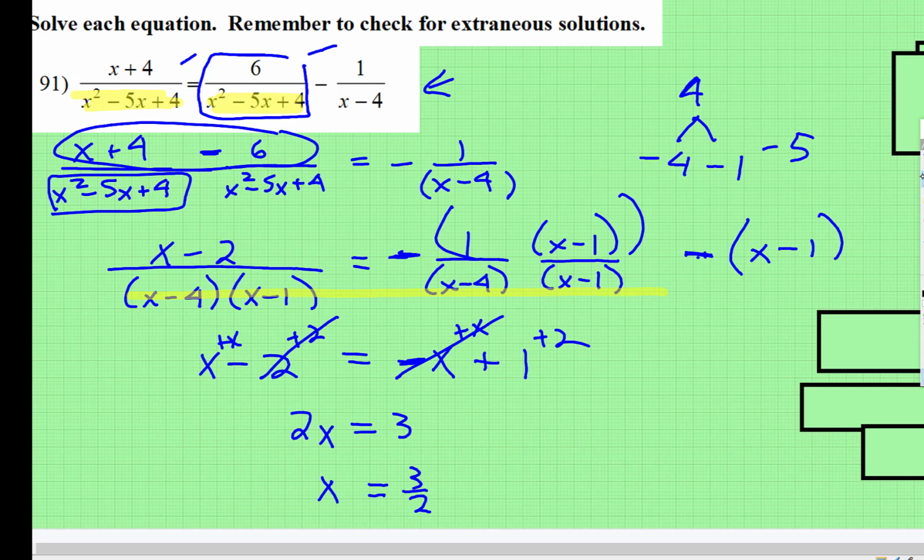And then this is just a calculator keystroke thing. Take your 3/2, substitute it into all those x's, and make sure it works. That's it for this one.